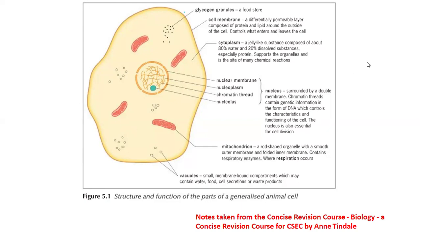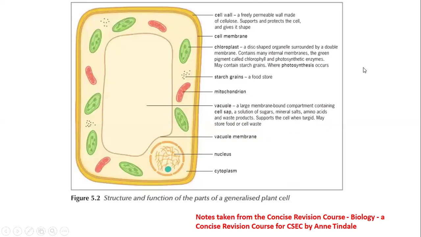Notice it doesn't have a definite shape like the plant cell, which has a definite shape, right? It has a cell wall that's freely permeable, and the purpose of the cell wall is to protect and support the cell, give it its shape. Then we have the cell membrane, which basically is the same as before. We have the chloroplast, which is disc-like in shape. So guys, if you're asked to draw this and you're asked to recognize it, you know that it's disc-like, so you make sure to draw it disc-like.